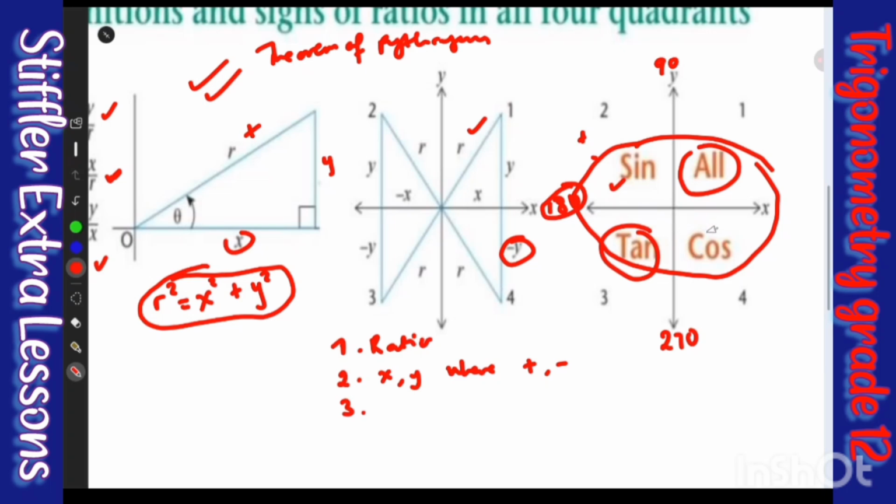And then in the fourth quadrant, from 270 to 360, only cos is positive and the rest are negative. I hope this is simple. So let me write this as the CAST diagram. So remember the CAST diagram.